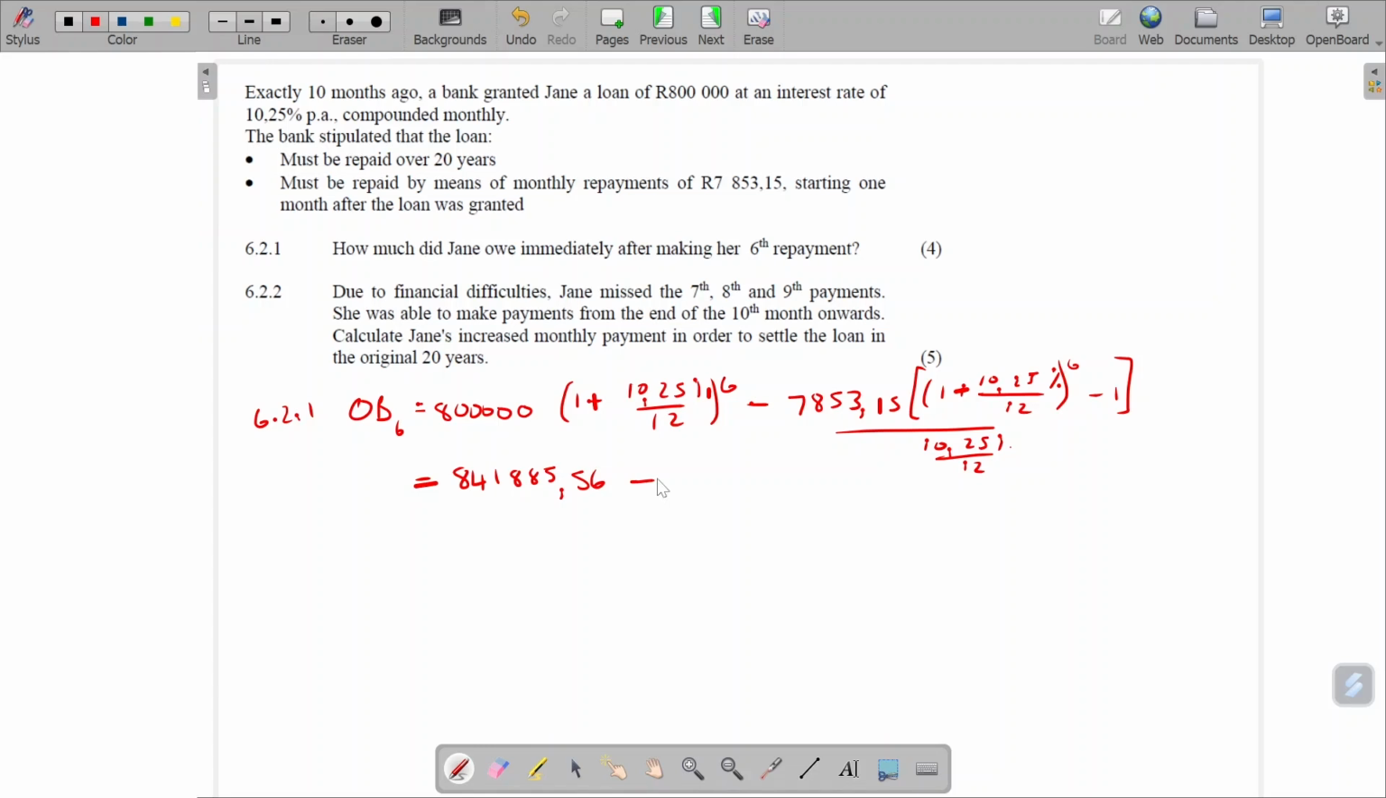So let's have a look. 7853.15 times brackets 1 plus 10.25% divided by 12. Really, as you get used to this chapter, you get more and more familiar with where the buttons are on your calculator, and that is a good thing.